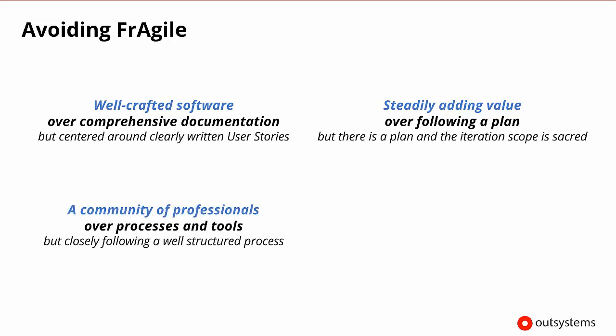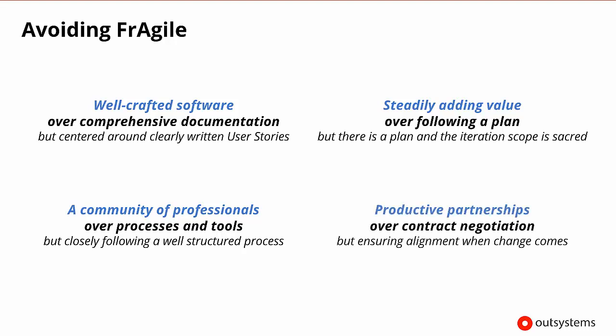We also need to follow a well-structured process. It's not by chance that we'll get all the flexibility that Agile can get us. We can achieve it, but we need to follow a structured plan. And a fully productive partnership with the customer, but paying close attention to very clearly managing expectations and assuring alignment when change does come, and assuring those changes can be accommodated directly in the existing time box.